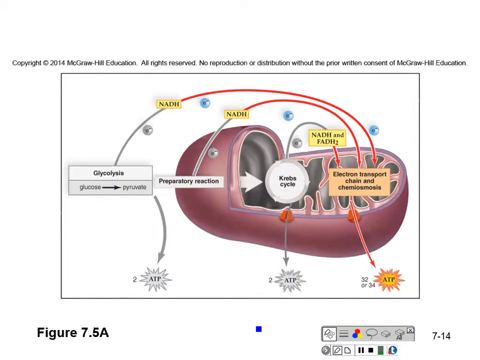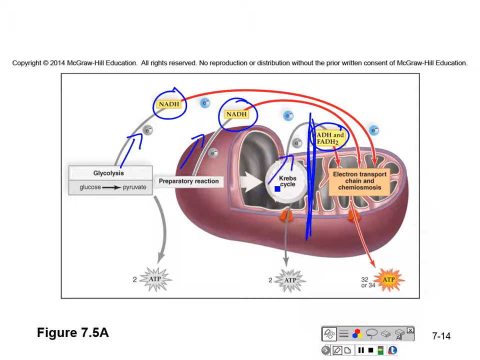Okay, so we are now at this point. Well, I lied, I'm sorry. We're here at this point. So we're after the Krebs cycle. We created NADHs during glycolysis. We created NADHs during the preparatory reaction. We created NADHs and FADH2s in the Krebs cycle. All of these are going to get funneled into this electron transport chain, and there's that word again, chemiosmosis. We're going to use these electrons and hydrogens in order to generate ATP.